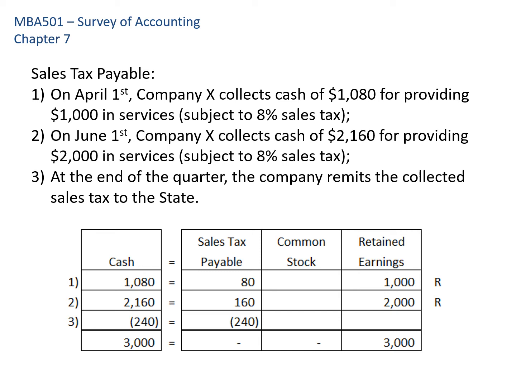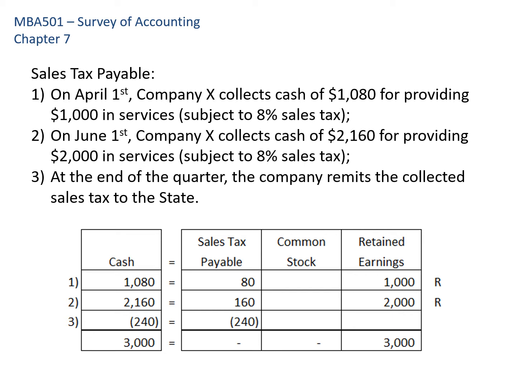On June 1st, we make a $2,000 sale, so we collect $2,160. So again, cash goes up by that full amount. Again, some of that cash is money that really we can't keep. We owe it to the government. We recorded the sales tax payable of $160, and we recognize $2,000 of sales or revenue.